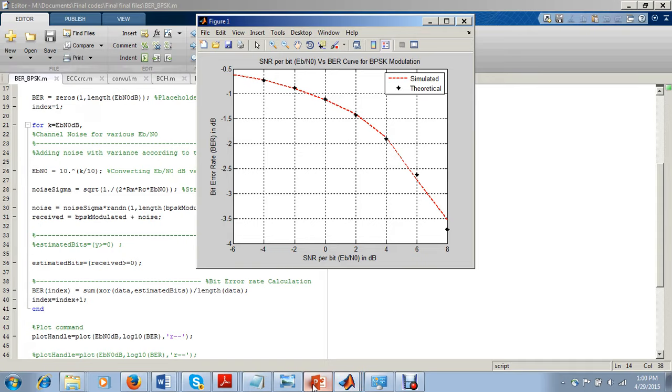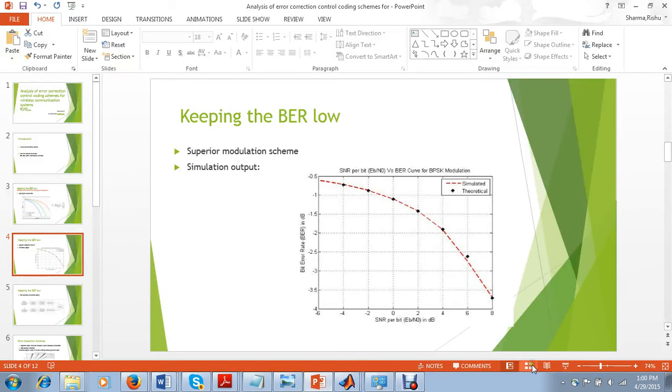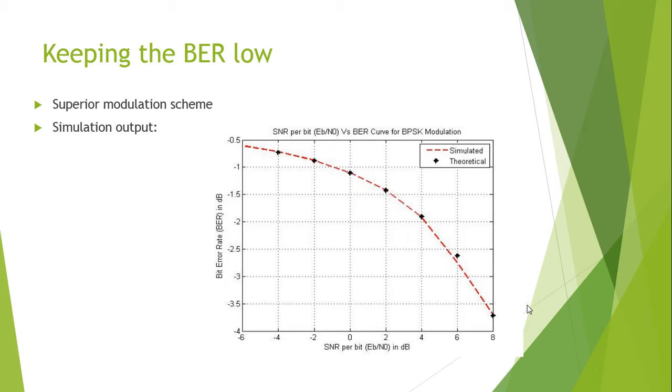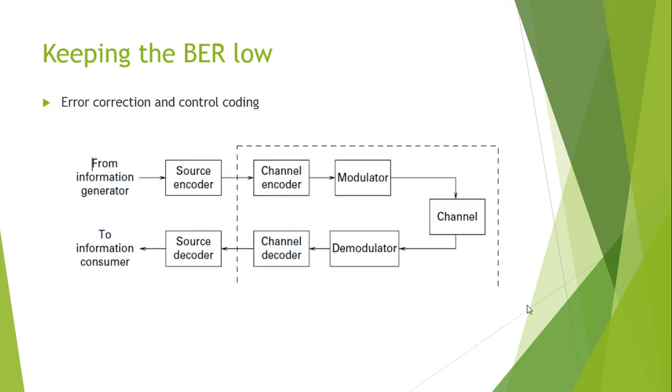Okay, let's get back to the presentation. Now, in order to achieve the same BER for low SNRs, superior techniques like QPSK, QAM, etc. would be used. So even modulation looks like a cause not worth fighting for BER. Now, at this stage, error correction control comes to the rescue.